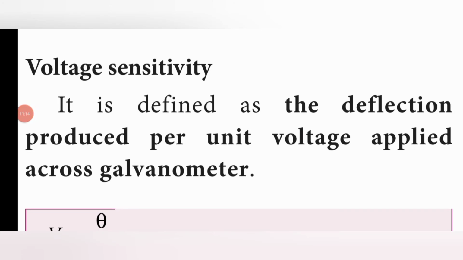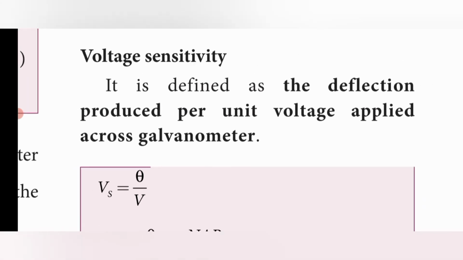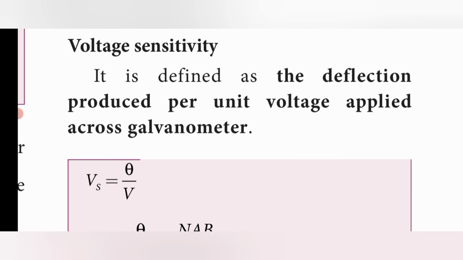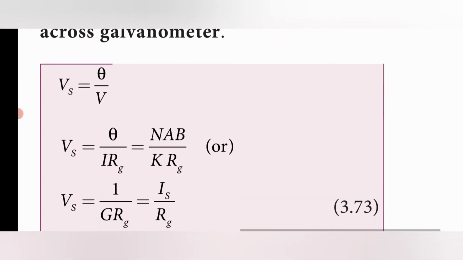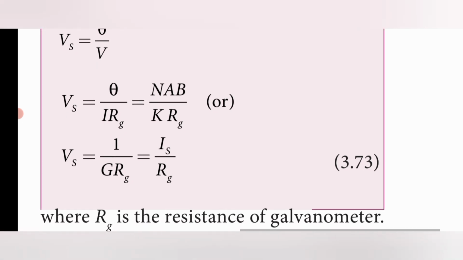Then the next topic, voltage sensitivity. Voltage sensitivity is defined as the deflection that can be produced per unit voltage applied across the galvanometer. It can be considered as Vs. Vs is equal to the deflection per unit voltage, that is theta divided by V. Here also you have to substitute the theta value, so theta is equal to NABI by K.